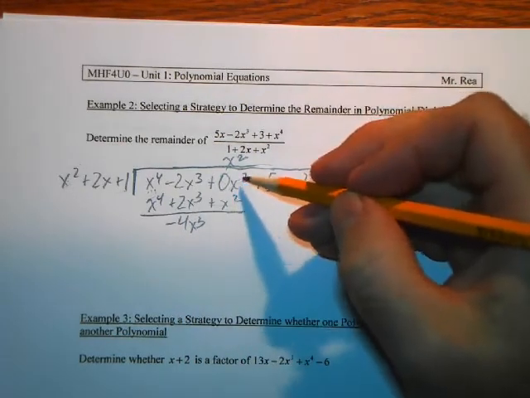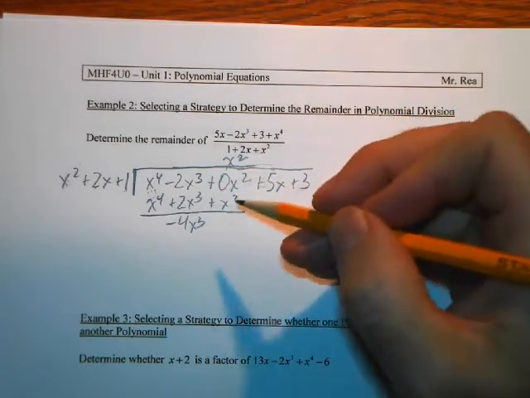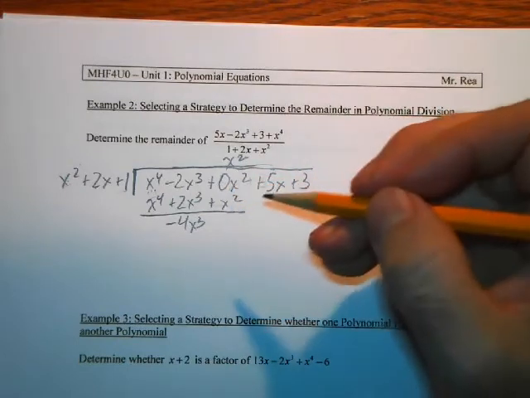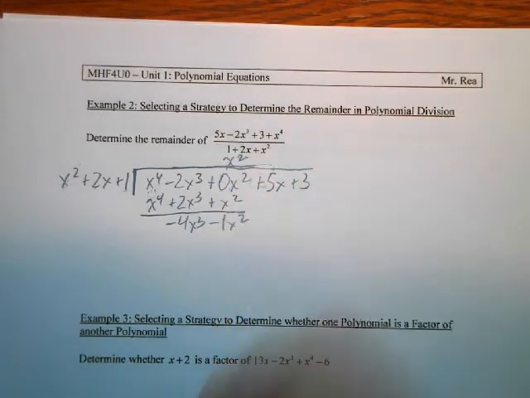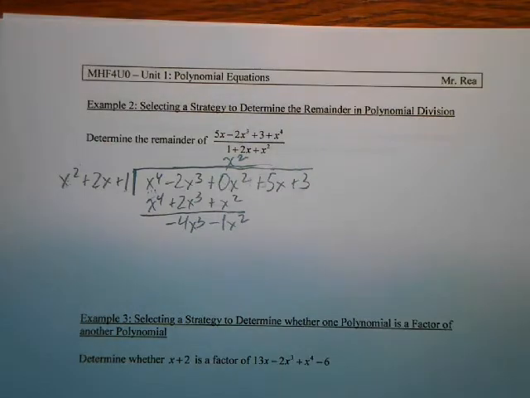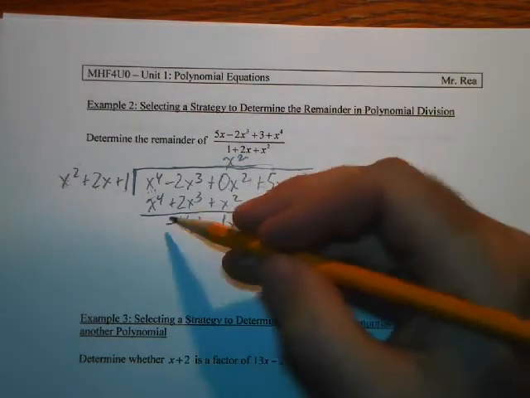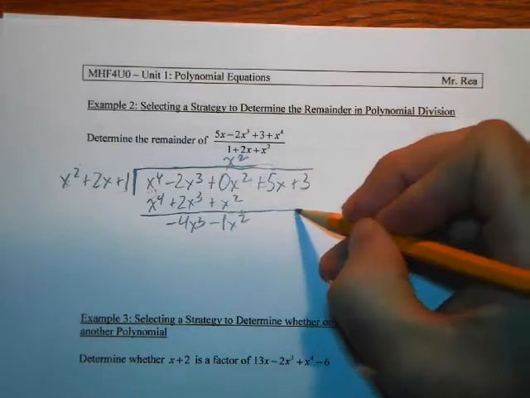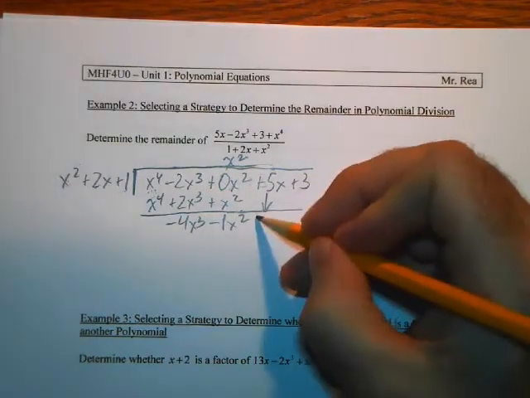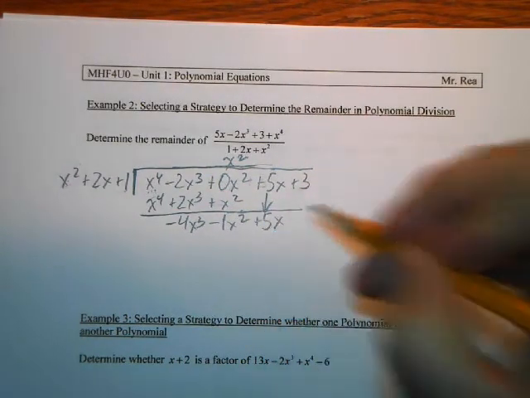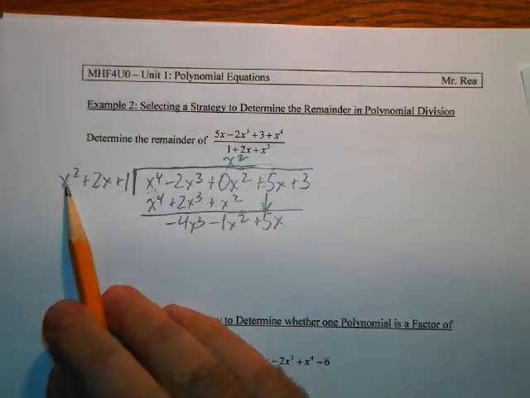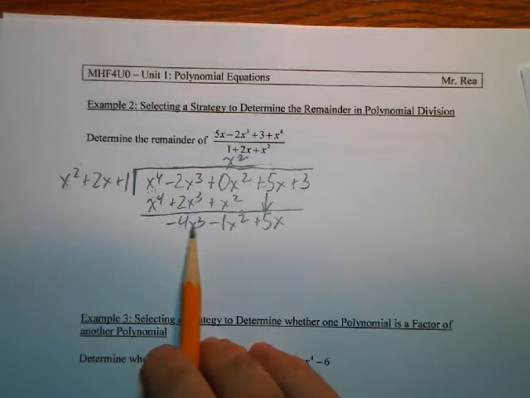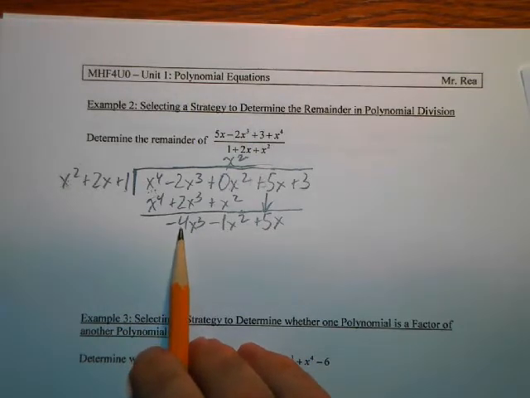Okay, then we have 0x squared minus 1x squared. So that's a negative 1x squared. All right, so we're done that. Now we bring down the next term, add it onto the result we just got, and now we pick it up where we left off. What do I have to multiply x squared by to get negative 4x cubed? That's going to be negative 4x.